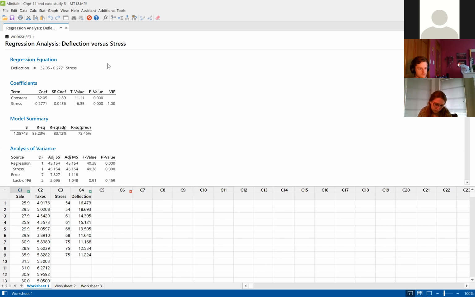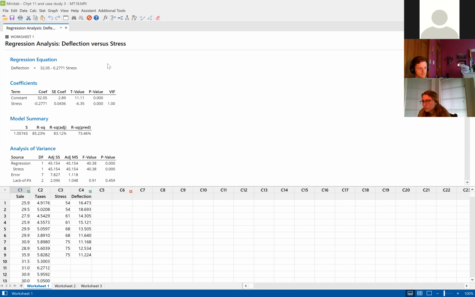So for my stress, which is my predictor, I have a coefficient of that negative 0.2771. And the positives and negatives do matter. If you remember the last equation that we had, it was a plus. There was a positive slope. In this one, there's a negative slope, but we do want to translate those coefficients. Those positives and negatives should be there.